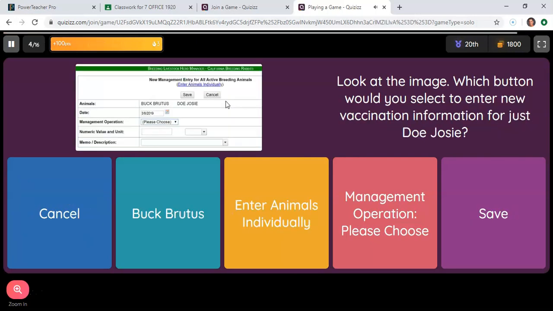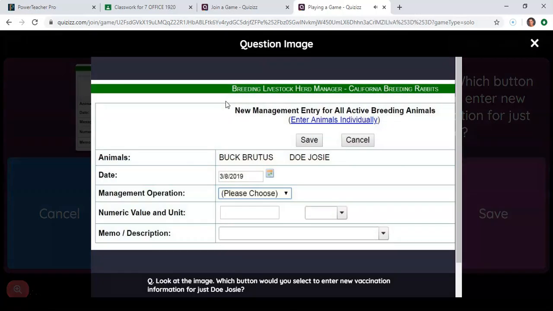Which button would you select to enter new vaccination information for just Josie? If it's just for Josie, then we would enter animals individually at this location.